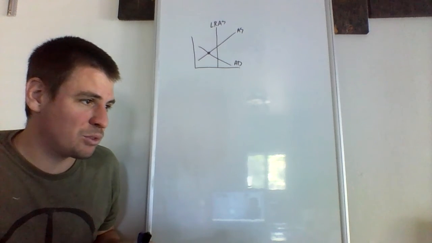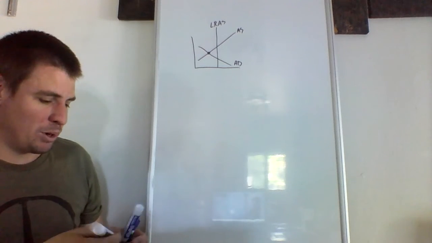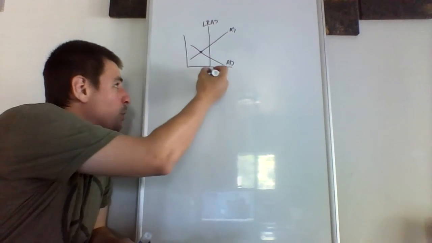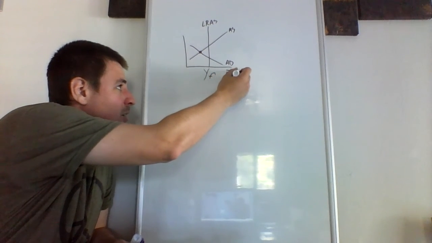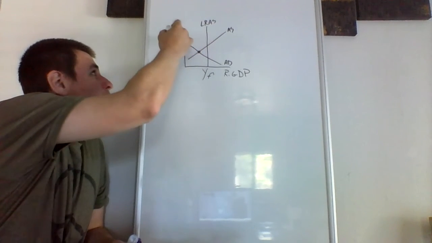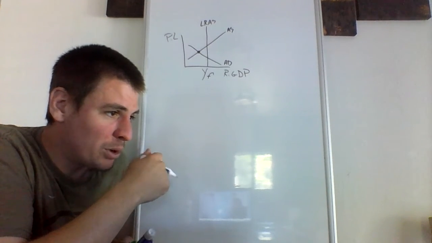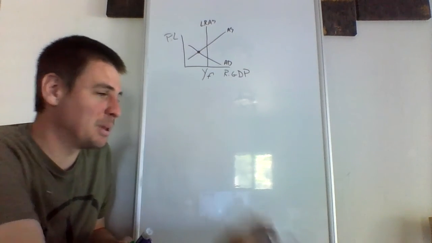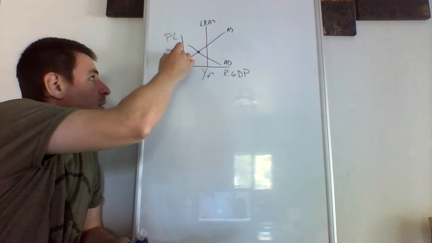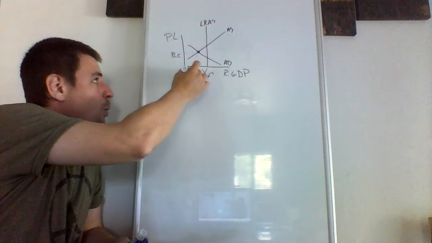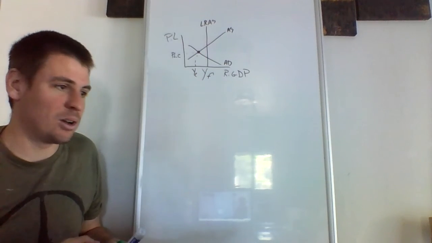Using a correctly labeled graph, aggregate demand and aggregate supply, show the following: full employment output YF. So output is the x-axis, price level is the y-axis. Equilibrium real output is YE and PLE respectively. So our equilibrium, this is where we currently are in our economy.